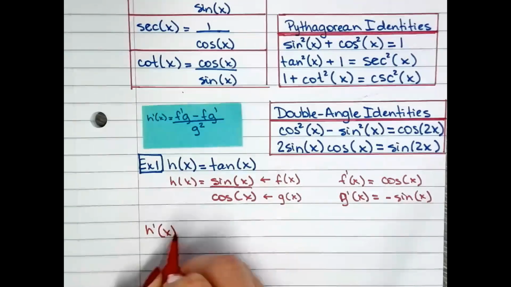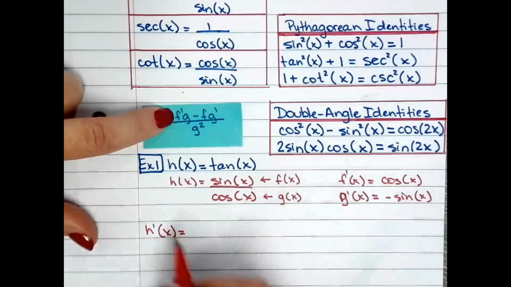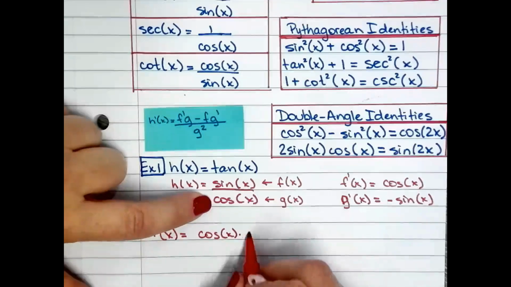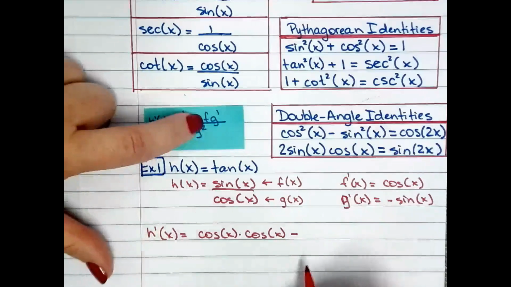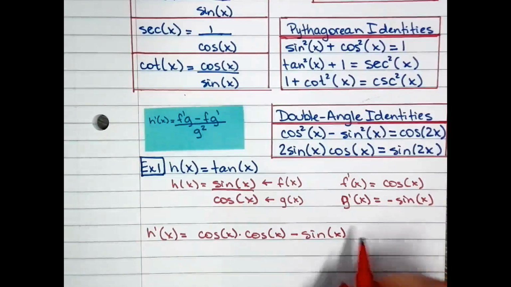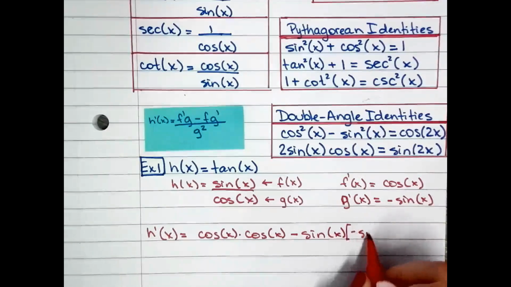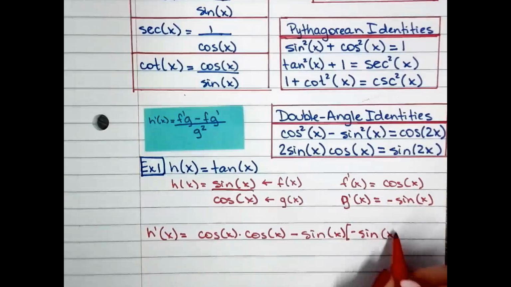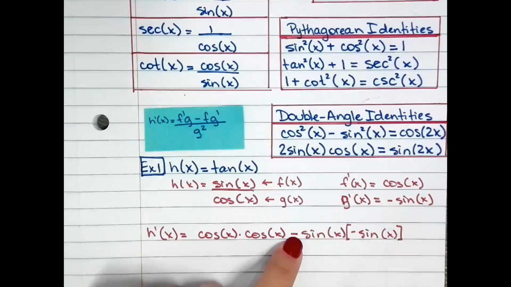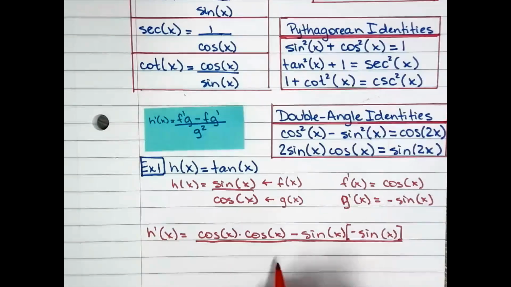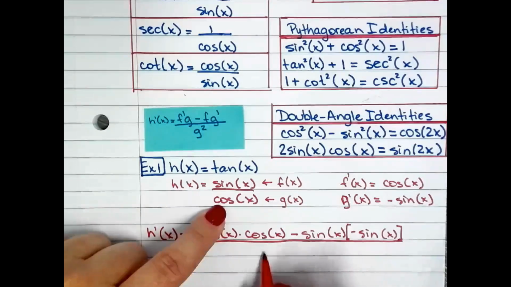Now we're going to apply the quotient rule. So h prime of x: f prime is cosine of x times g, which is just cosine, minus f, which is sine, times g prime, which is negative sine. You can write it like this, or you can just make this negative a positive. It doesn't matter, as long as you don't forget that this minus belongs to the formula. Everything over g squared, so cosine squared of x.